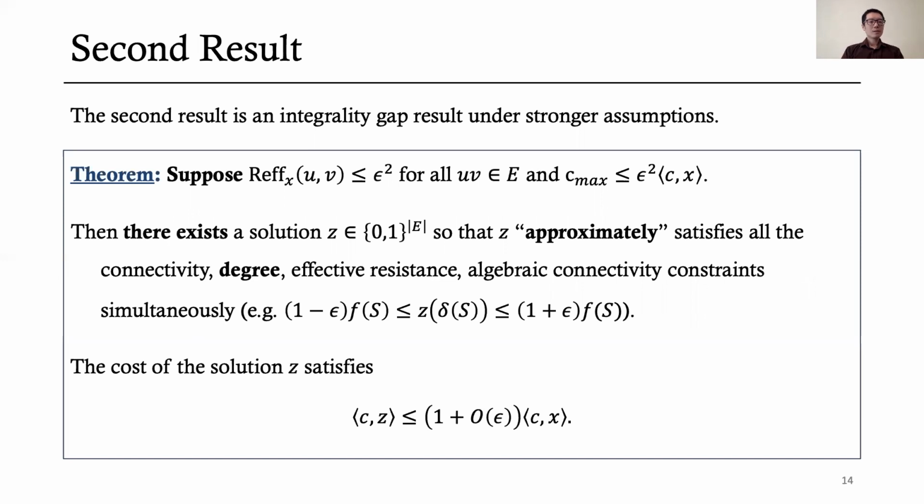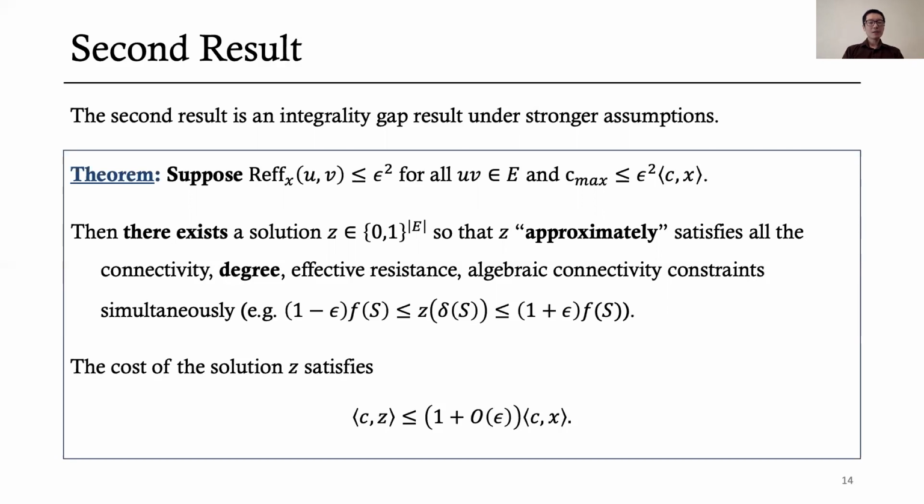Then let's talk about our second result, which is an integrality gap result. Given a fractional optimal solution x, suppose x satisfies some additional assumptions, then we can show there exists a 0-1 integer solution such that the solution approximately satisfies all the connectivity, degree, effective resistance, algebraic connectivity constraints simultaneously. And the cost of the integer solution is at most 1 plus epsilon times the fractional optimal.